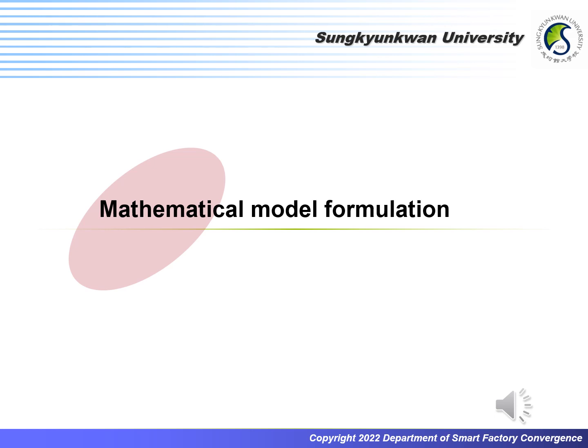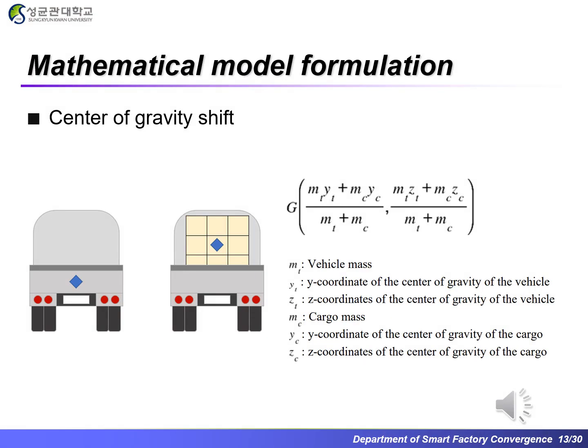The following is a mathematical model formulation for the evaluation of rollover potential. The position of the center of gravity indicated by the blue dot is higher in the loaded state than in the unladen state. The center of gravity coordinate G in the loaded state can be obtained from the equation on the right. M is the mass of the truck and cargo. Y and Z are the coordinates of the center of gravity.